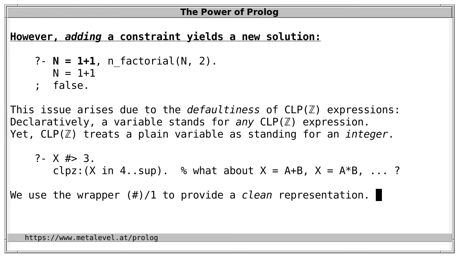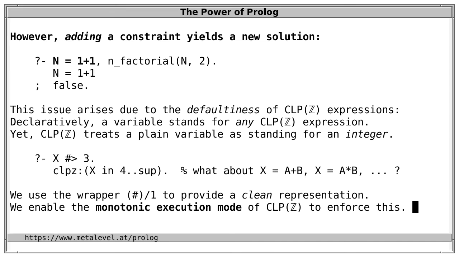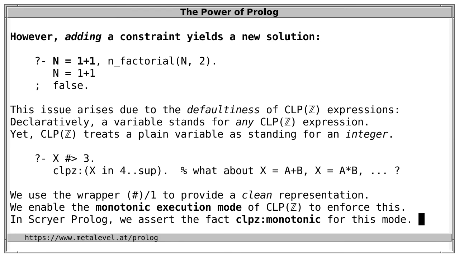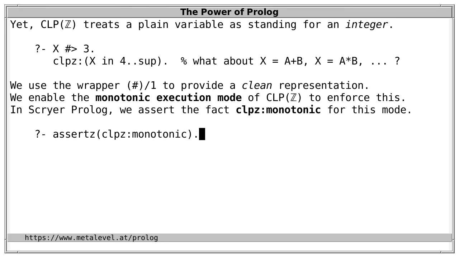And to solve such problems, we use the wrapper number sign to provide a clean representation. And we also enable the monotonic execution mode of CLP(Z) to enforce this. So, for instance, in Scryer Prolog, we assert the fact clpz monotonic to enable this mode, for example, by using the standard predicate assertz, which asserts this fact.